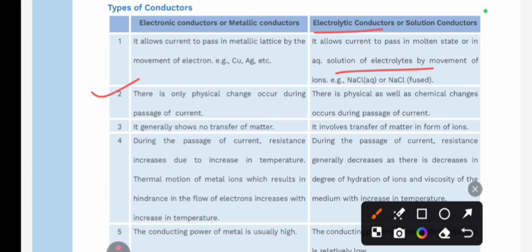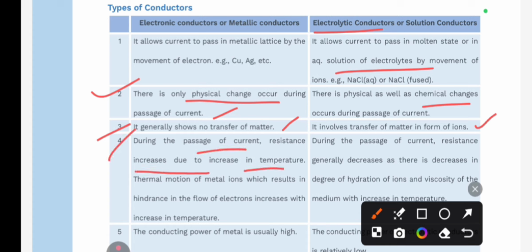The second difference you can see here: there is only a physical change during the passage of current, but in the case of an electrolytic conductor there are physical as well as chemical changes. There is no breaking of ions, it will not break into ions. Third point, it generally shows no transfer of matter, while the other involves the transfer of matter in the form of ions. Current can easily flow through an iron rod, but you are not going to break it. Fourth point, during the passage of current, resistance increases due to the increase in temperature.